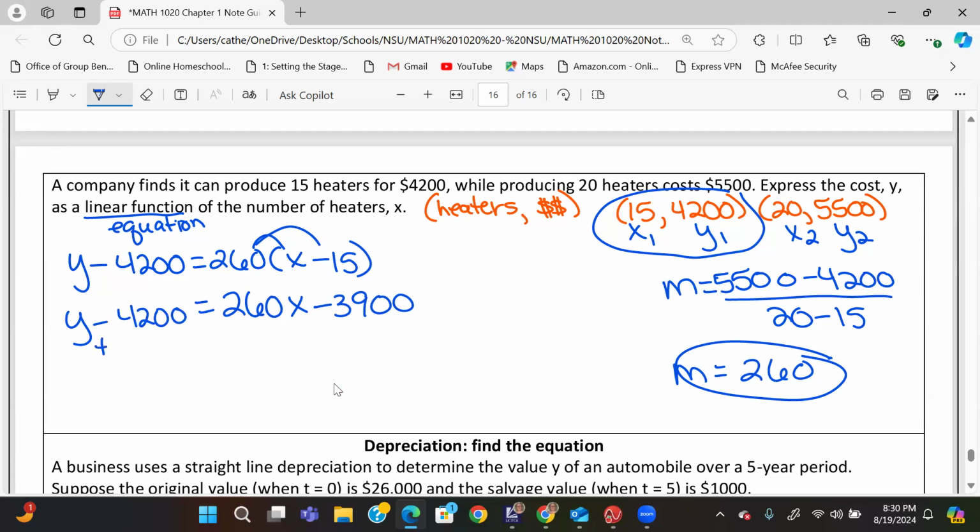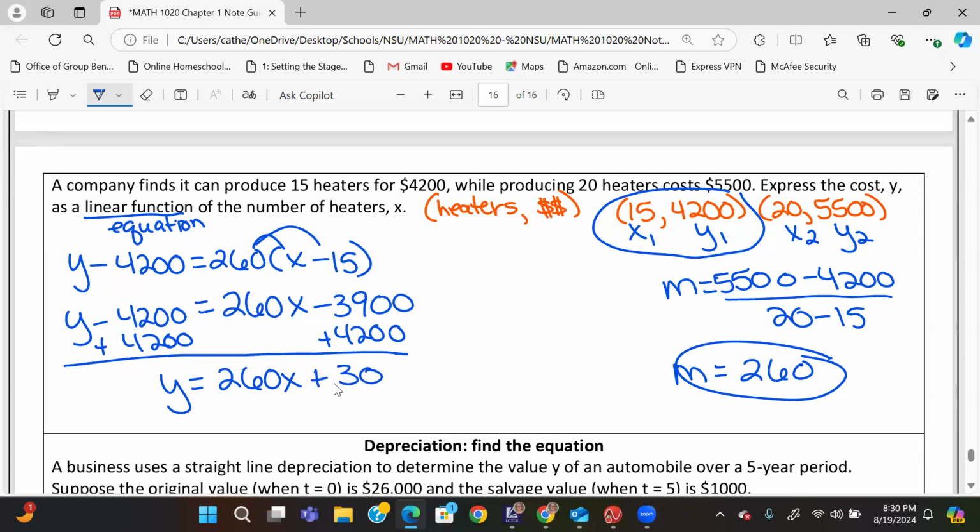Still need to get y by itself, so I'm going to add 4,200 to both sides. Adding the 4,200 to the 3,900 because neither one of those have an x on them. So y equals 260x, and then negative 3,900 plus 4,200 gives me a plus 300. And that's the answer they're looking for right there. They want that linear function. They want the equation is what they want.